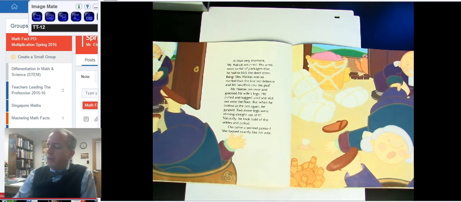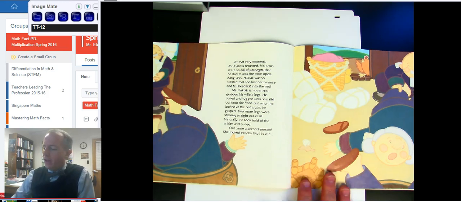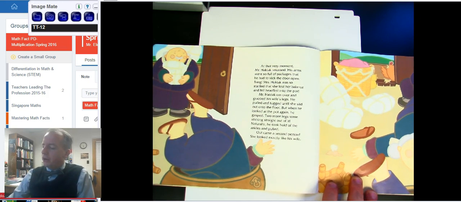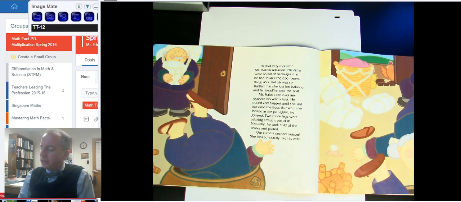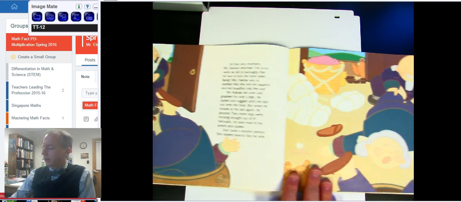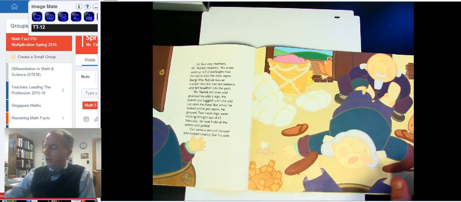At that very moment, Mr. Hack Tack returned. His arms were so full of packages that he had to kick the door open, and bang! Mrs. Hack Tack was so startled she lost her balance and fell head first into the pot. Mr. Hack Tack ran over and grabbed his wife's legs. He pulled and tugged until she slid out onto the floor. But when he looked at the pot again, he gasped. 2 more legs were sticking straight out of it. Naturally, he took hold of the ankles and pulled. And out came a second person, and she looked exactly like his wife.